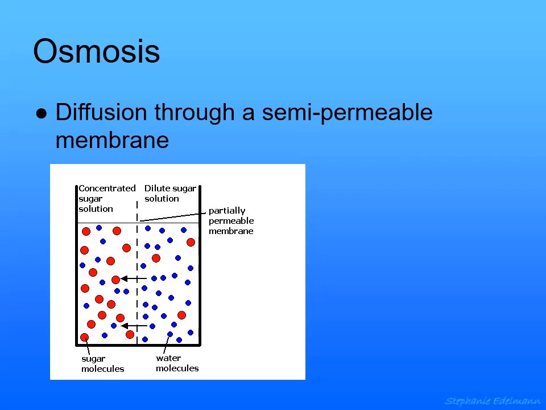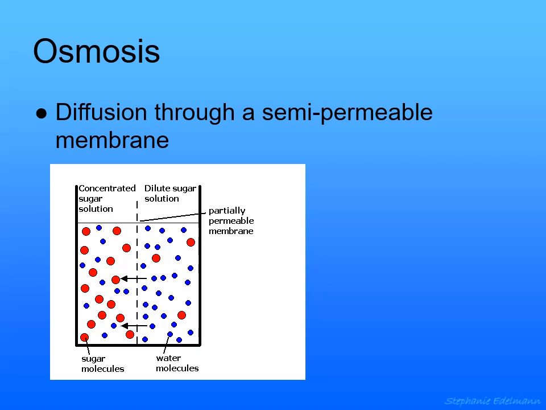The blue molecules are the water molecules. And in the middle you have a partially permeable membrane, which basically is the same thing that you have with a phospholipid membrane. A phospholipid membrane is permeable to water, but it's not necessarily permeable to salt and sugar.